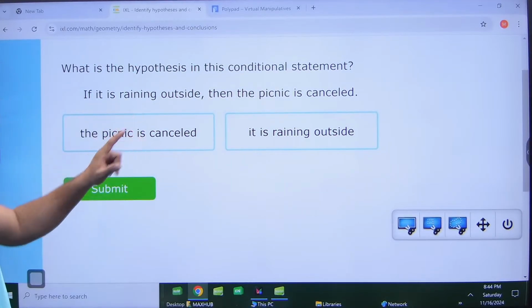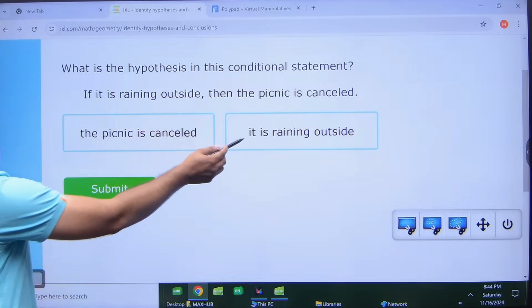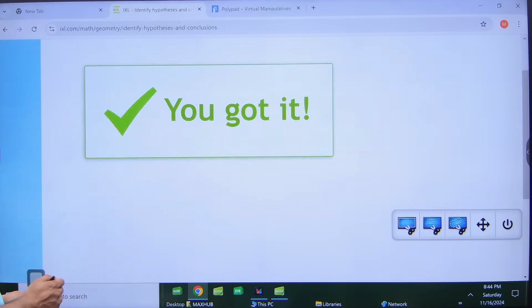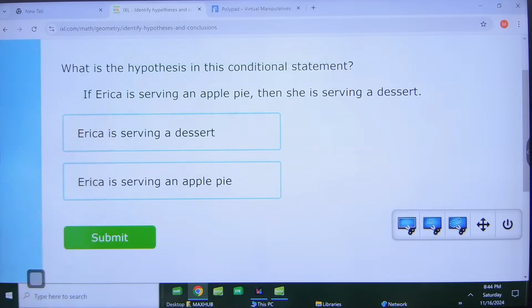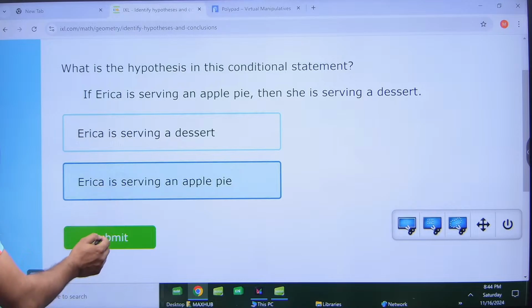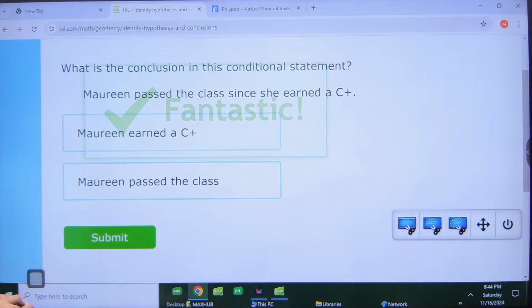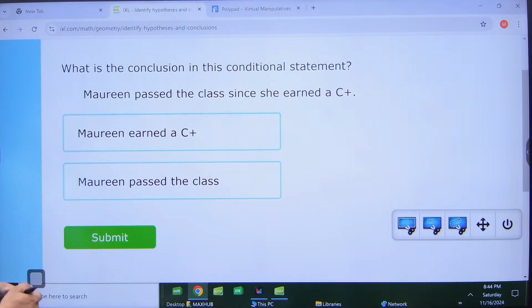If it is raining outside, hypothesis means it is raining outside. If Erica is serving an apple pie, right? Maureen passed the class since she earned a C plus. What is the conclusion? If Maureen earns a C plus, she passes the class.